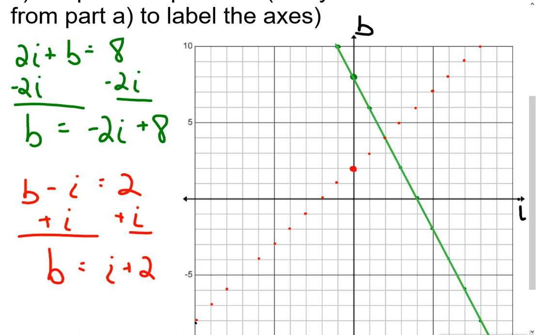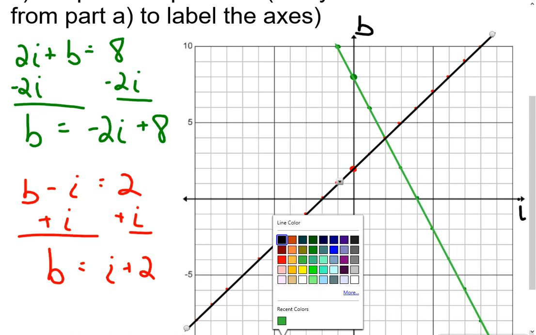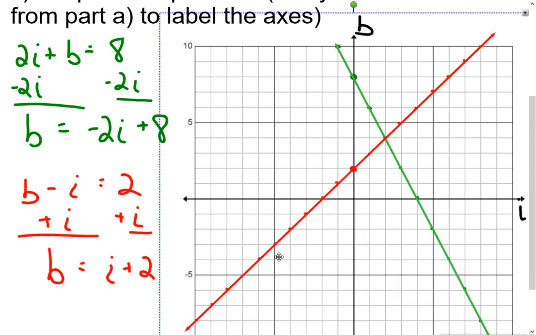Get my straight edge out and make my line. Fix it a little bit. There we go. Arrows on it and make it red. There we go. So I've graphed it.